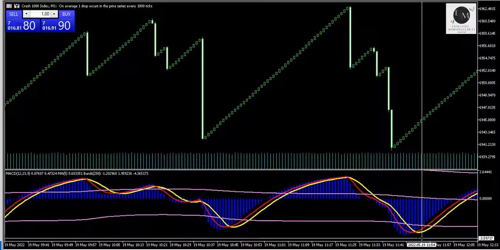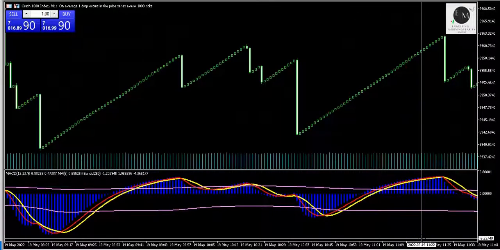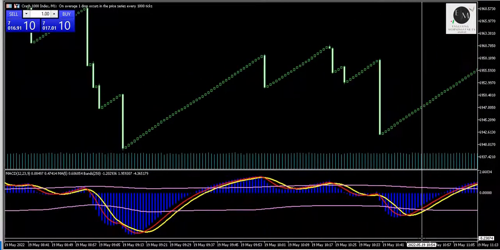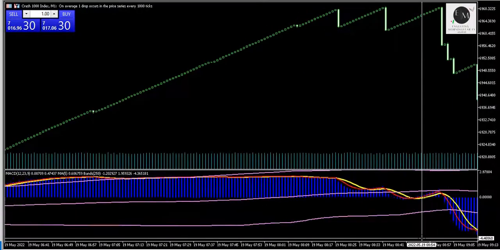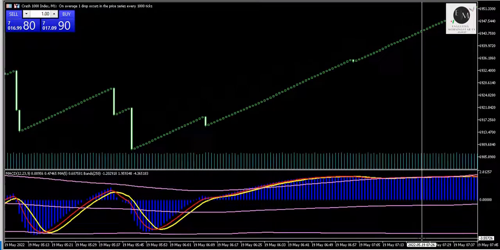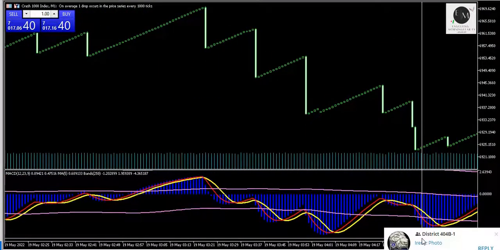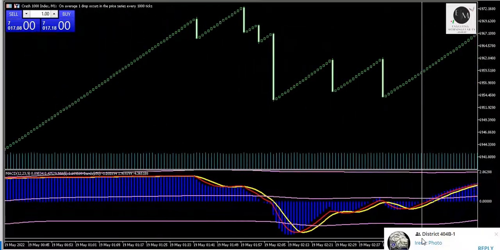On boom 500 or crash 500, don't do more than 3 candles. But on boom 1000 and crash 1000, you can do up to 5 at least. With that, you'll be on a very safe side. And make sure that the trend is also on the uptrend when you're using this strategy to scalp some candles. So with that, you have very high chances of making good profits.